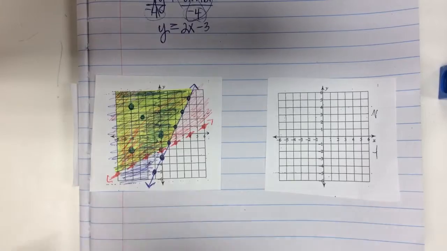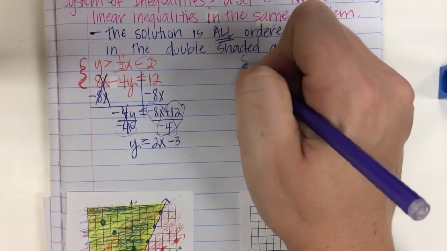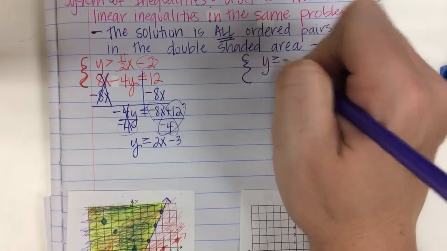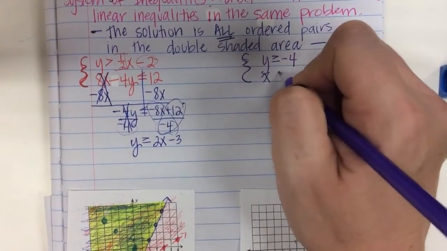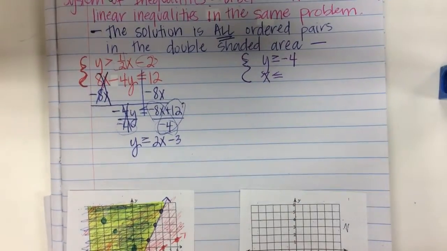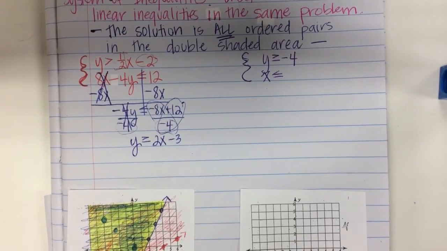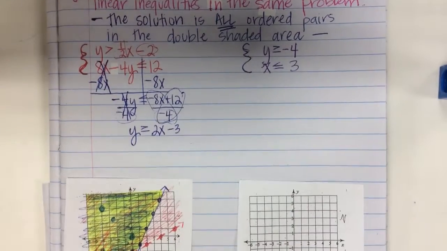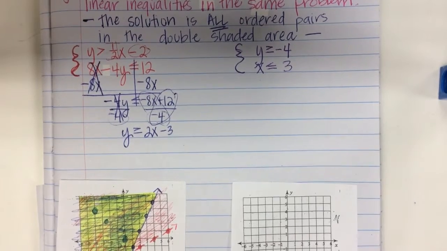All right, so let's do one more. This one's going to be easy. Y is greater than or equal to -4, and x is less than or equal to 3. Guess we didn't need all of this space down here.